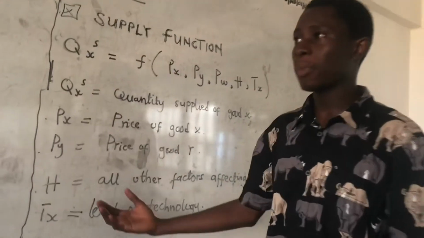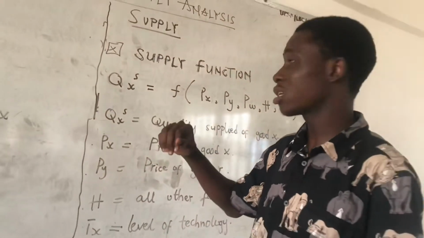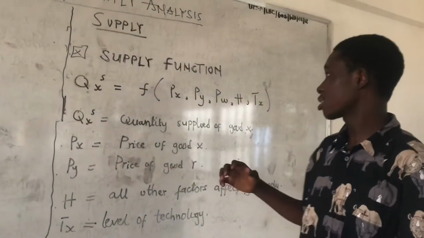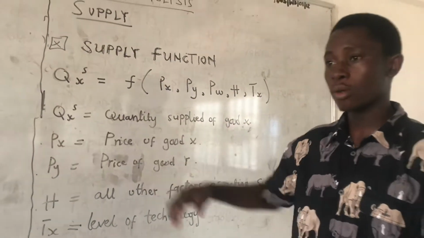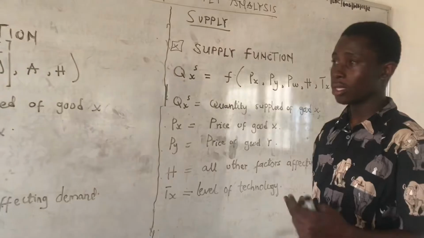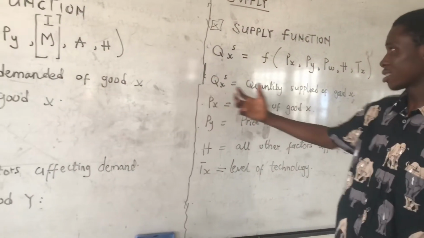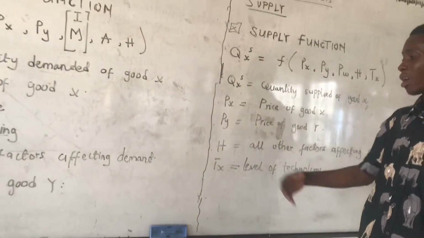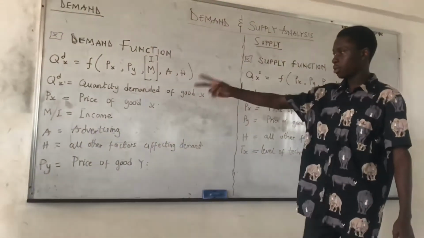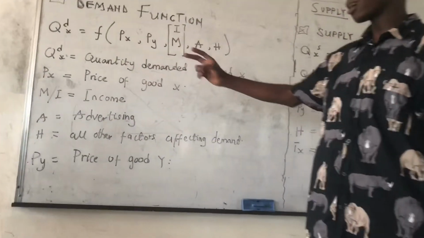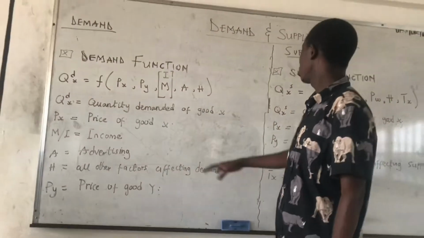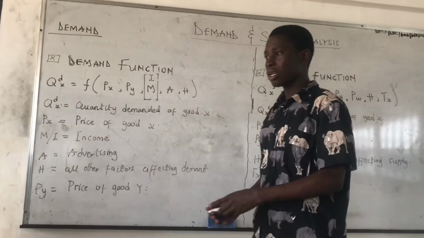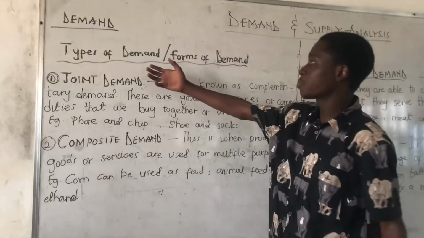So we are going to apply all this in calculations. Are you good? So it's very necessary and important for you to learn this very well, because as you are calculating, you need all this. Are you good? PX, PY, H, TX. PX, quantity demand of X, price of Y, all other factors affecting demand. You need all this. Are you good? So let's move on. Now moving on to types of demand.